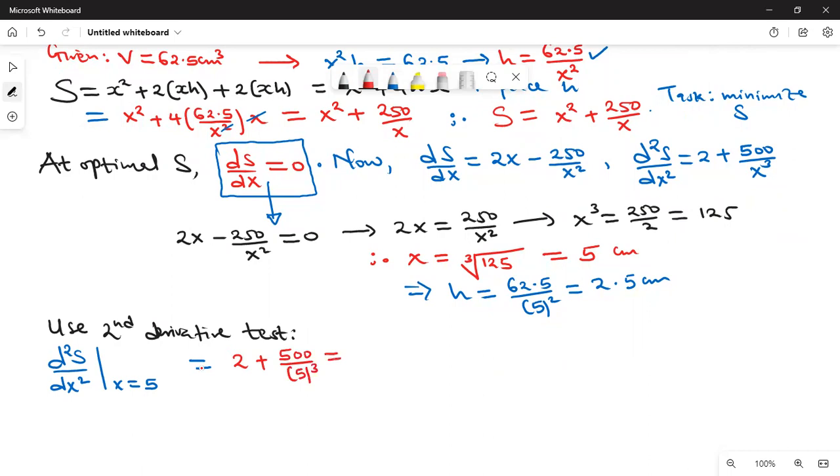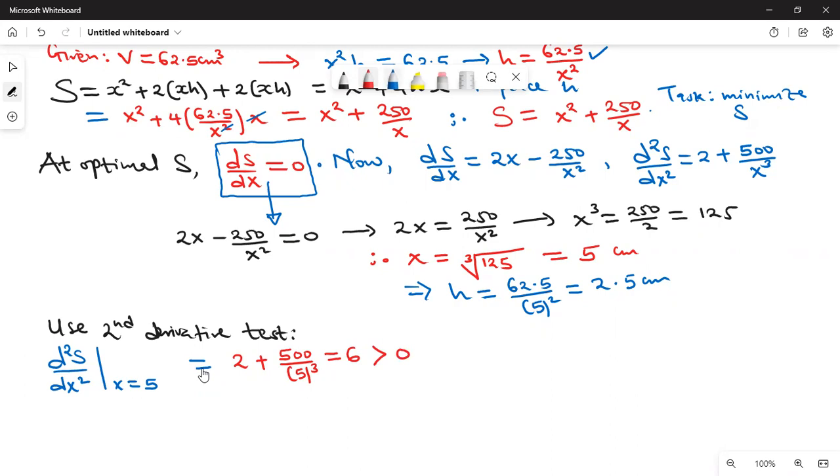We can press that. 2 plus 500 divided by 5 cubed is the same as 125. So the answer there is 6. And 6 is greater than 0. So what does it mean?